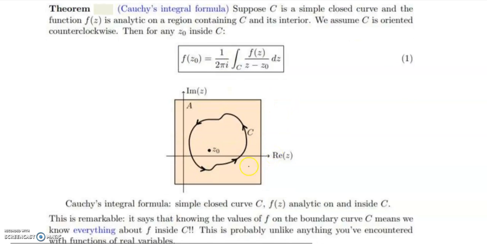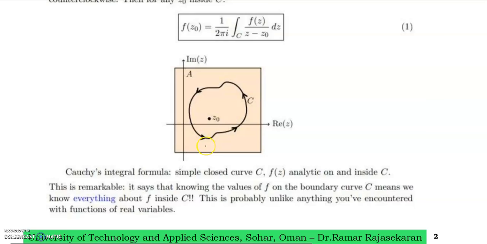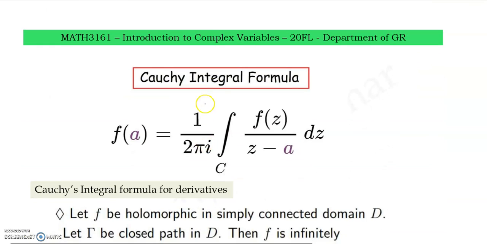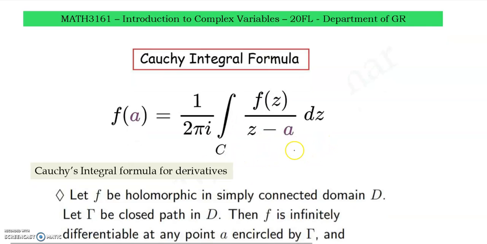Okay. Now here this is the given region C. You see the arrow. This is anti-clockwise rotating, and z0 is a point. Now this is the Cauchy's integral formula. The value of the function at the point a is equal to 1 over 2 pi i integral over C f of z divided by z minus a dz.